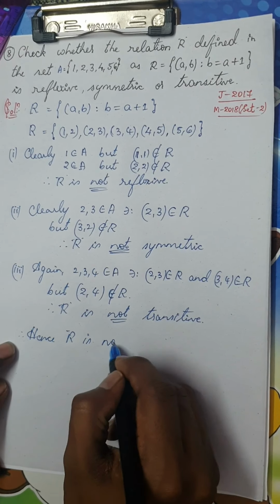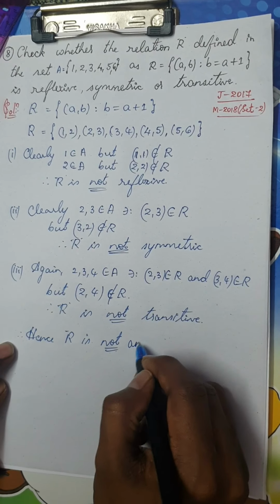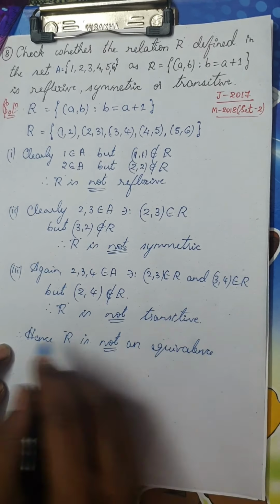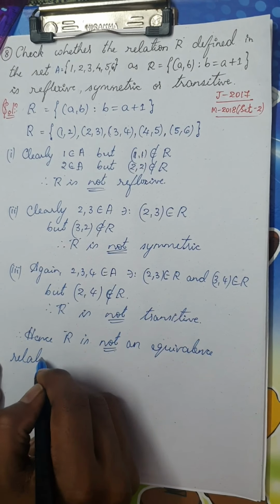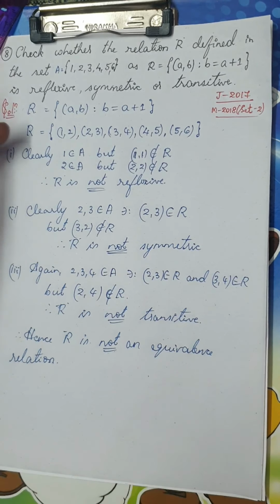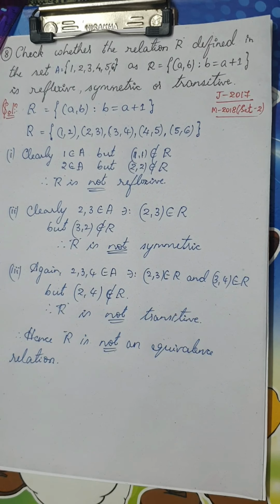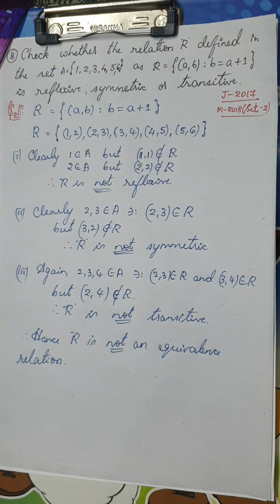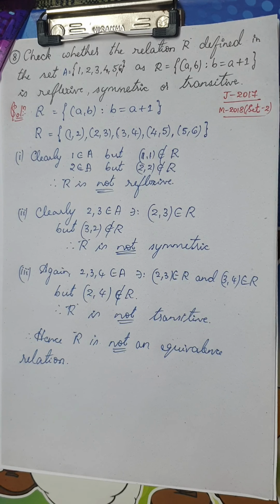R is not an equivalence relation, because none of the three relations are satisfying. Okay, so this is the solution for this. If they give you this, you are very lucky, because you can easily solve this one and get 3 marks.